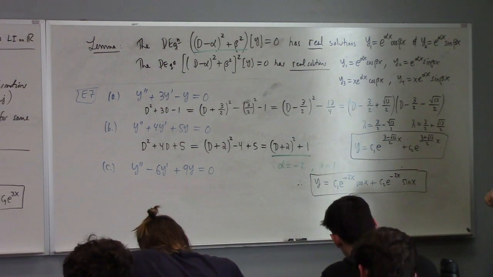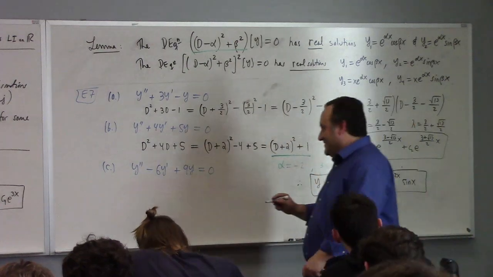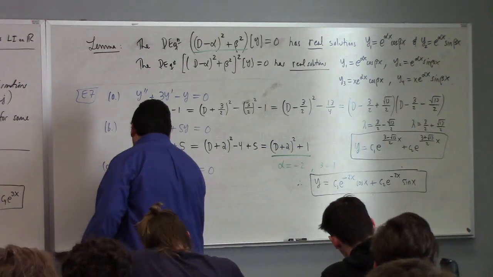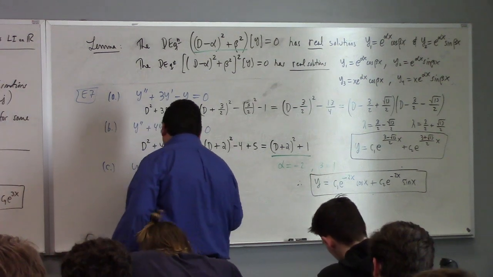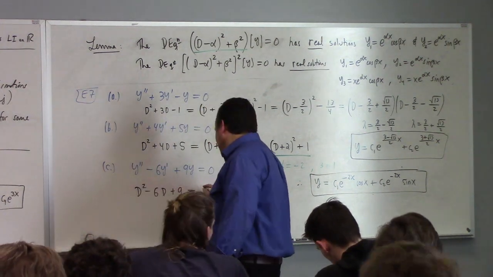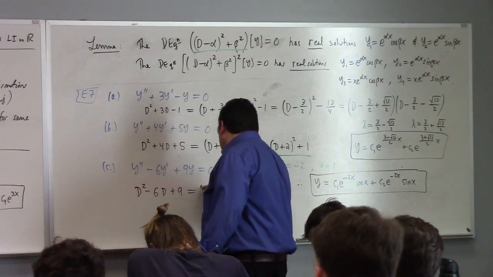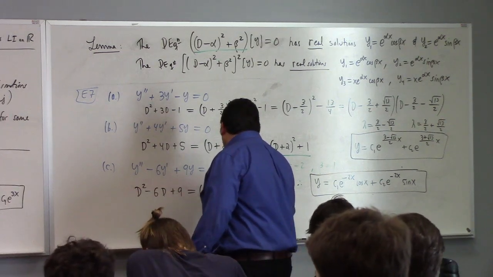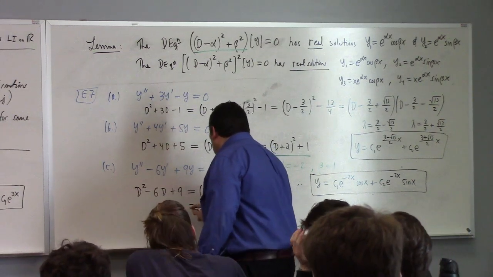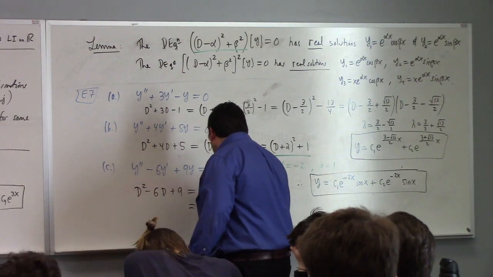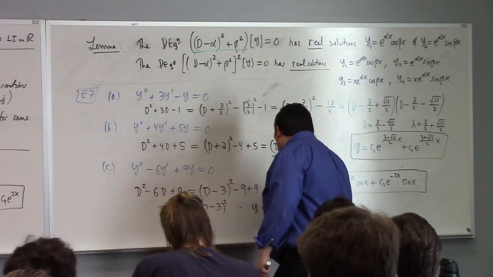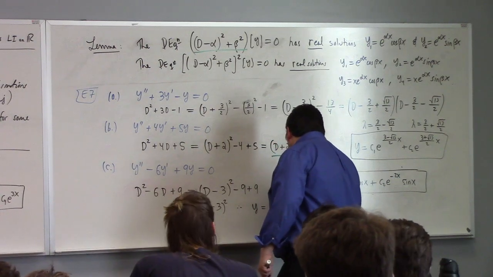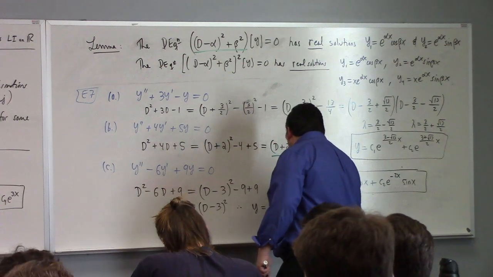Completing the square for part C is kind of silly. We've got d squared minus 6d plus 9. What happens when we take half of 6? We get (d minus 3) squared minus 9 plus 9. Oops, that's just (d minus 3) squared, right? So therefore, my solution is c1 e to the 3x plus c2 x e to the 3x.